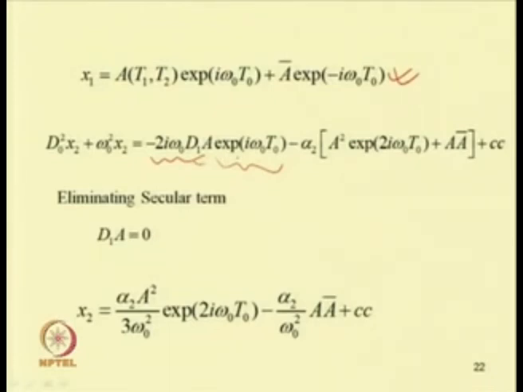Eliminating the secular term, we can write d 1 a equal to 0. So, putting d 1 a equal to 0, this equation reduces to d 0 square x 2 plus omega 0 square x 2 equal to minus alpha 2 a square e to the power 2 i omega 0 t 0 plus a a bar plus its complex conjugate. So, the solution becomes alpha 2 a square by 3 omega 0 square e to the power 2 i omega 0 t 0 minus alpha 2 omega 0 square a a bar plus its complex conjugate.